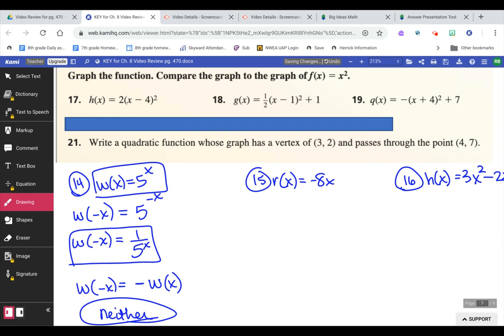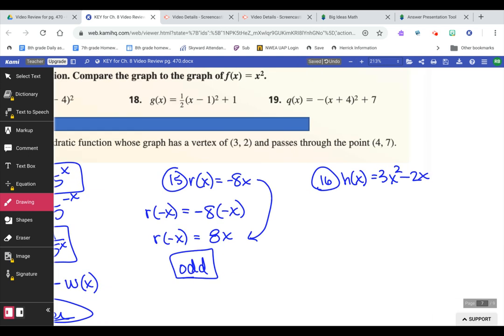15 is a little bit more obvious. When you plug in negative x, you get negative 8 times negative x, which then turns into positive 8x. So this sign changed, and it's the only sign there. So this would be odd.